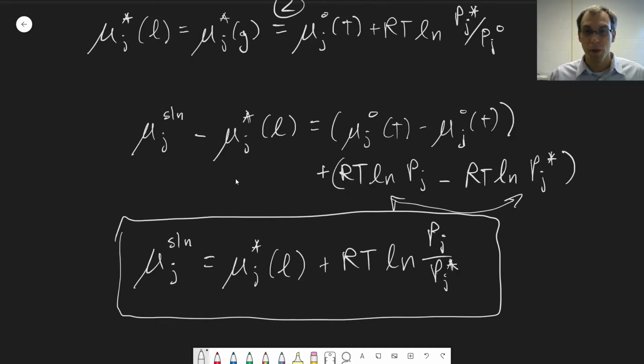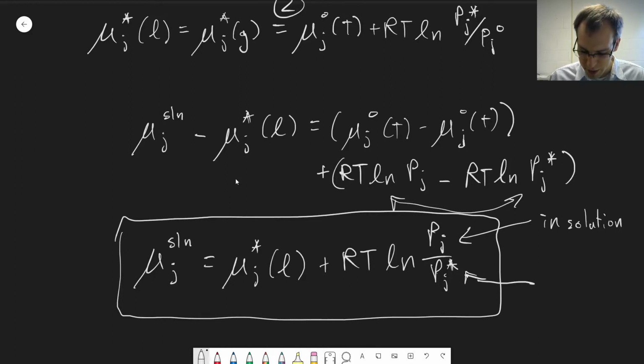So the chemical potential for our component 1 or 2 in our solution is equal to the chemical potential of the pure substance, which is a constant, which is what's nice, and this term that's in terms of the vapor pressure. So Pj here, this is the vapor pressure in the solution. So what's the difference between these? This is the vapor pressure when the things mix together, whereas this Pj with the star on the bottom, this is the pure substance vapor pressure.